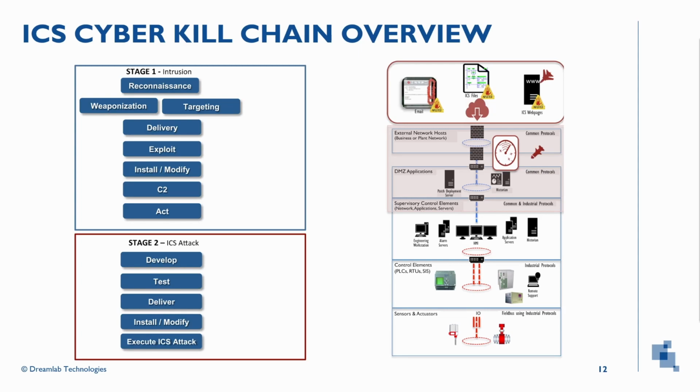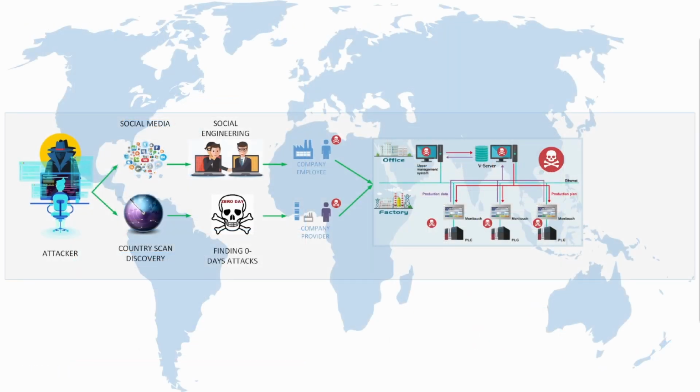So the ICS KillChain consists of two phases. Cyber intrusion, preparation and execution, is related to the IT world, and the ICS attack development and execution is related to the OT world. So in this talk we will try to emulate the most common attack vectors to get access to a remote power plant.